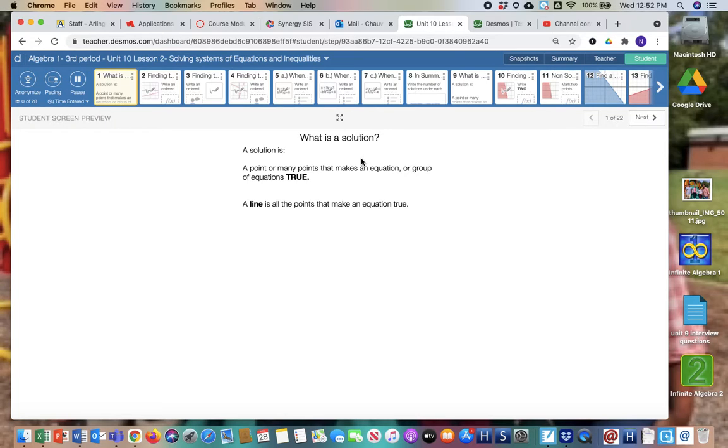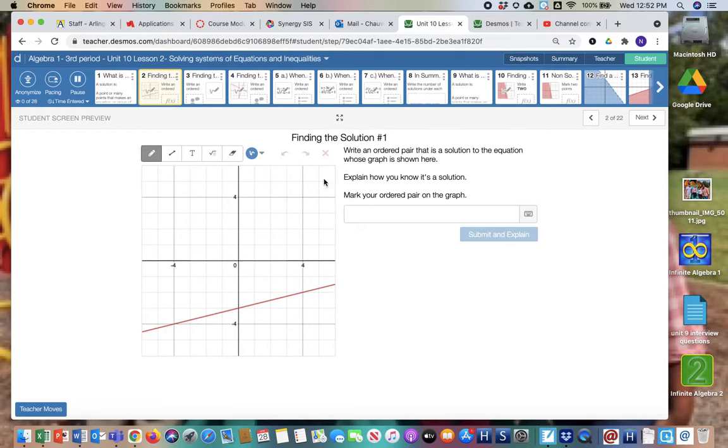So a line is all the points that make an equation true. For instance, here's this line, this linear equation that we did from way back when in the fall. Write an ordered pair that's a solution to the equation whose graph is shown here. Explain how you know it's a solution, and mark your ordered pair on the graph. We could do anything here. How about right there: 0, -3.